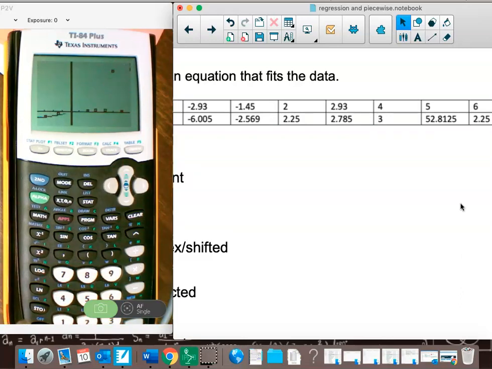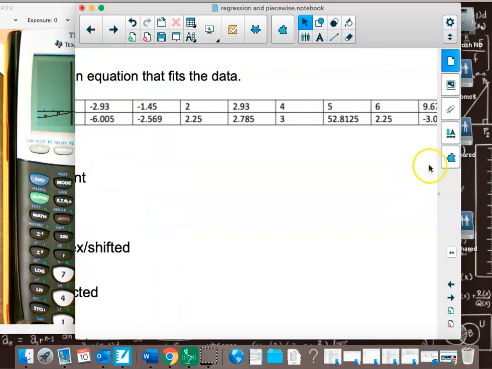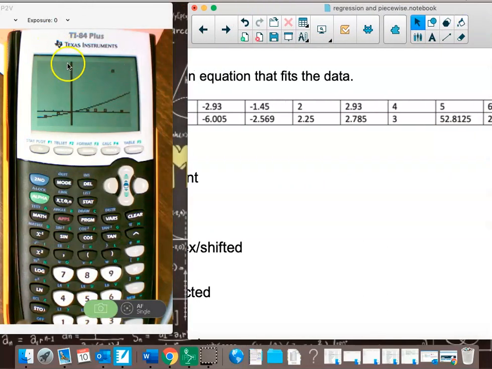If I graph this now, there's my regression. It's not very good. Why is it not very good? Because of that silly outlier, right? I think I was missing a piece of data, though. Yeah, we had one more. If I had entered this one more piece of data, I think the parabola would have looked better. But that's okay. All right.